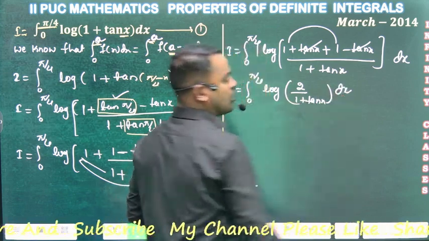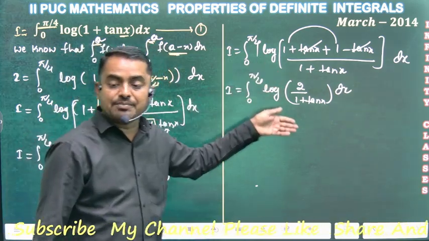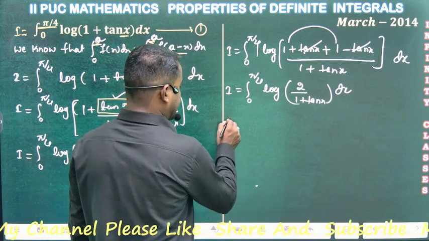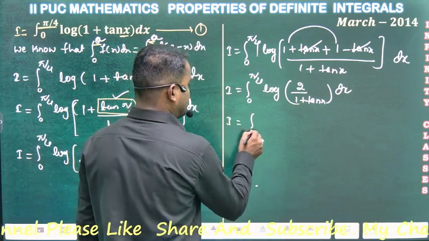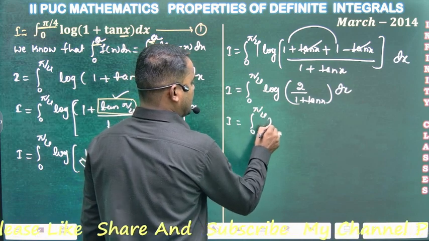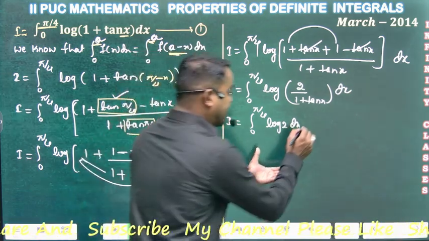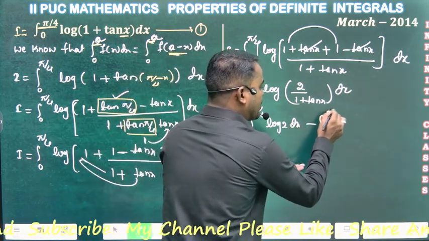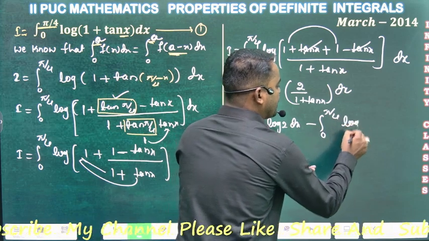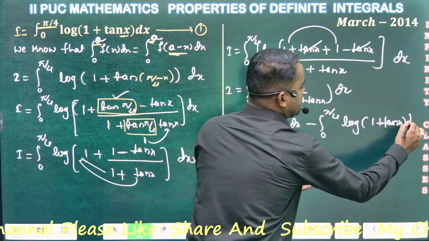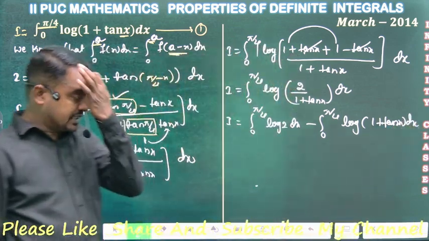Now applying the property of log m by n, which is log m minus log n. That is I is equal to integration of 0 to 5/4 log 2 dx minus integration of 0 to 5/4 log of 1 plus tan x dx.